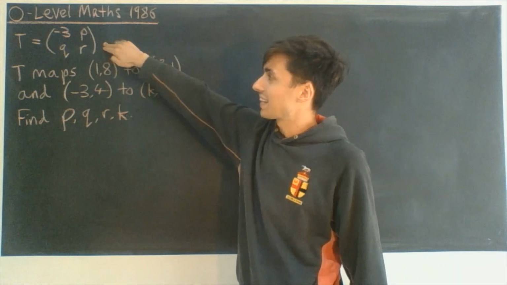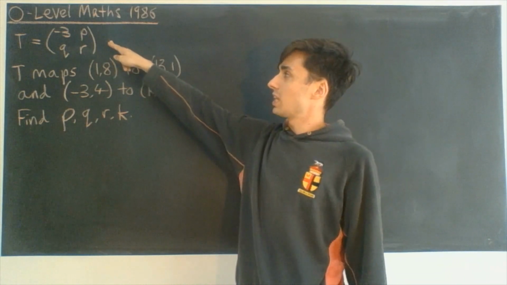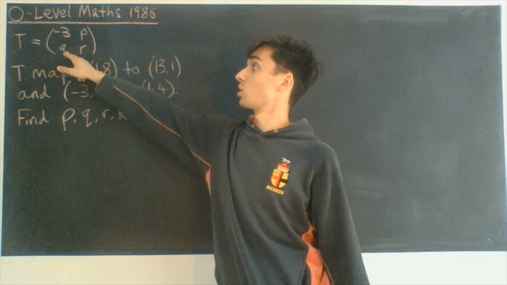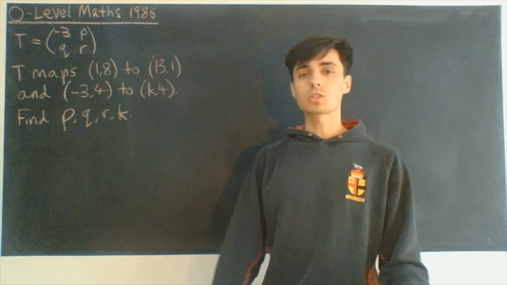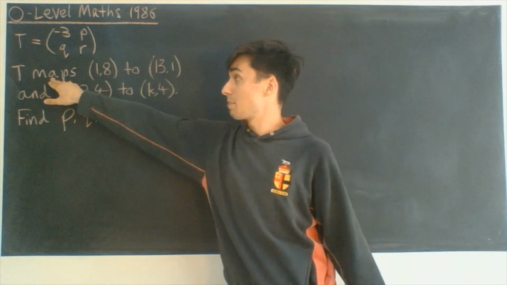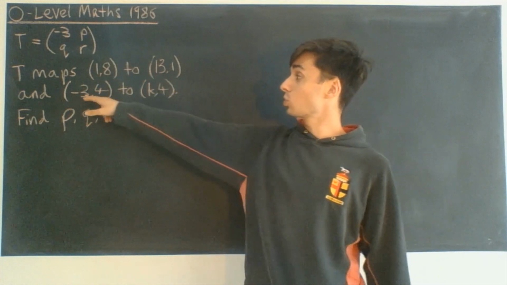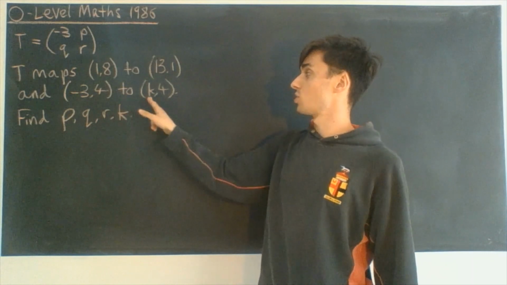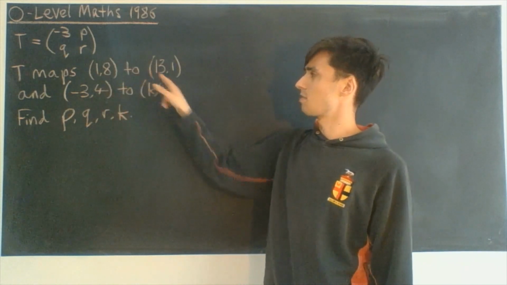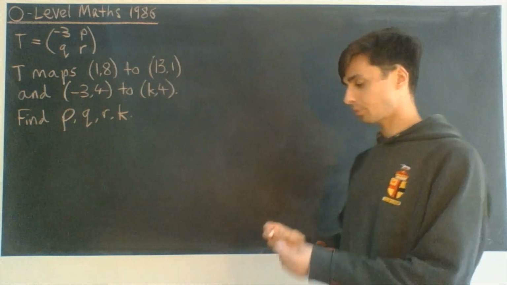We get told then that T is a linear transformation, and T can be represented by this matrix, minus 3PQR. We get told two things about how T operates. Namely that it maps (1,8) to (13,1), and it also maps (minus 3,4) to (K,4). We want to use these two pieces of information to find P, Q, R and K.